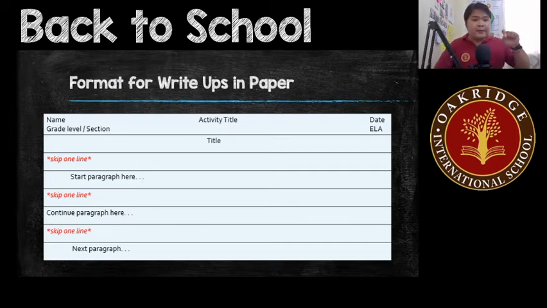Then you write your paragraph, continue your paragraph, and when you're going to continue it, do not continue it on the line below. No. Skip another line and then continue it there. Okay? So always skip one line. That's how it would look like. For those of you who are going to be submitting write-ups in your notebooks, it would look like this, except that you do not have to place your name, grade level section, and Ella anymore. No need. Just write the activity title at the top middle and then the date. That's it. And then the rest is all the same.